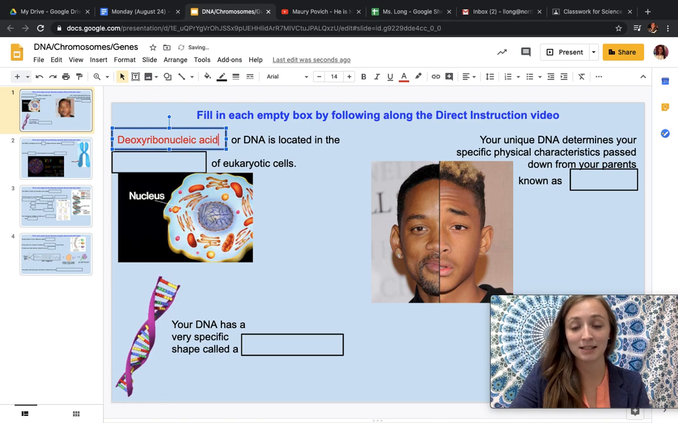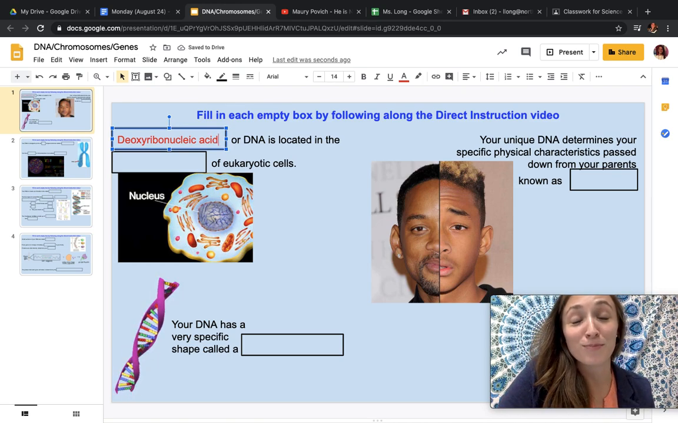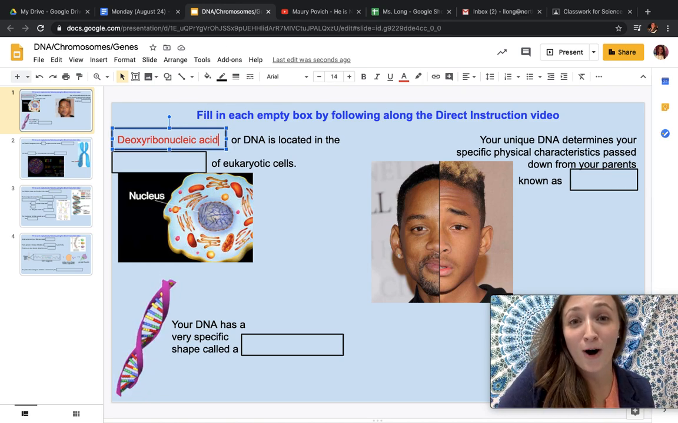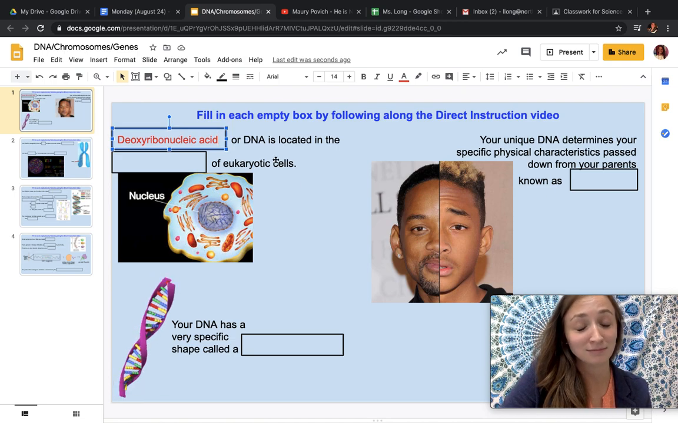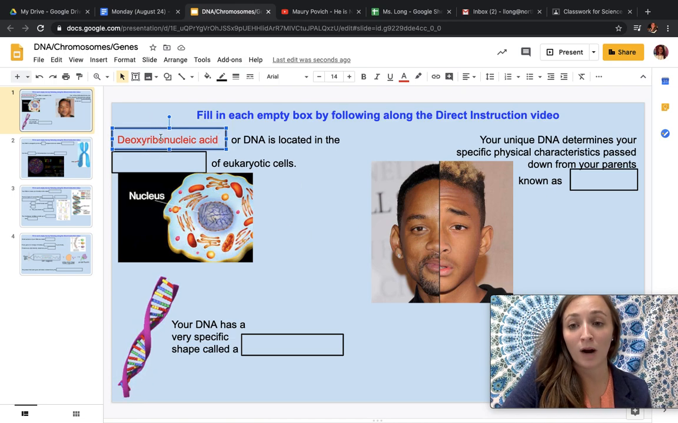deoxyribonucleic acid. That is going to be probably the longest word we hit all year, and it's the first word I'm giving you. Can you believe it? Deoxyribonucleic acid, or DNA.